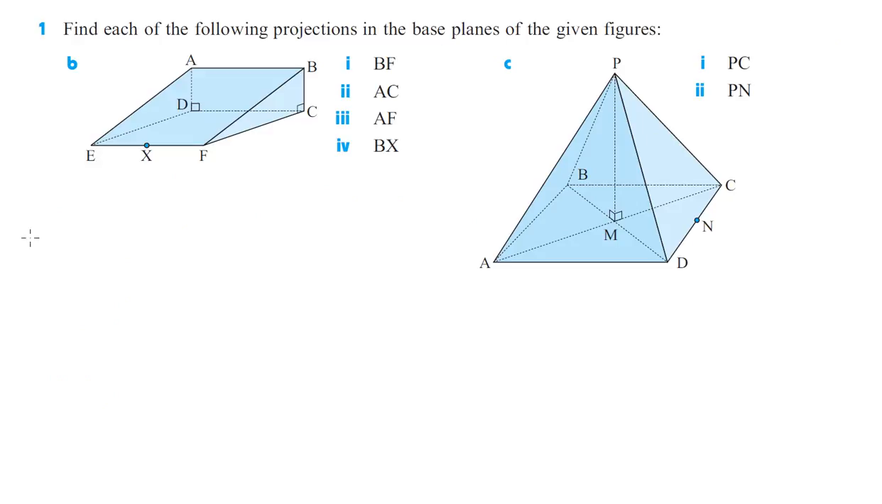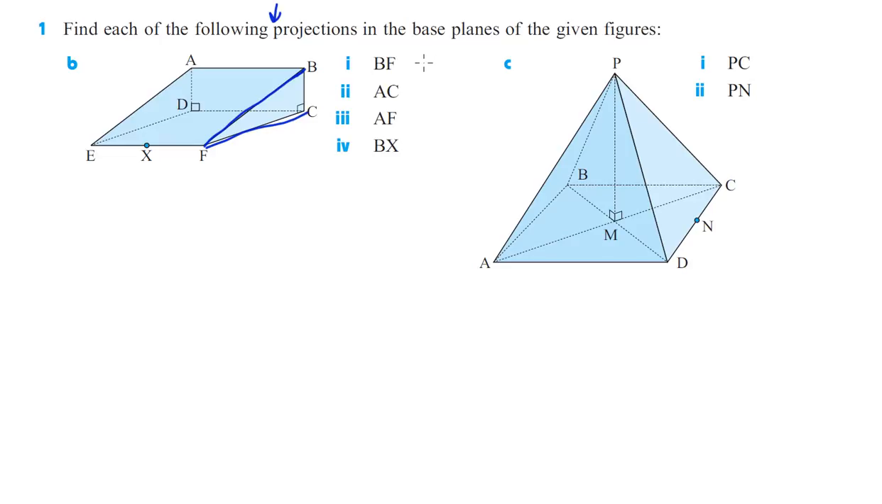All right, we got number 1. Find each of the following projections in the base planes of the given figures. So projection basically means, think of it as the shadow. So if there's a light shining directly down on top of this here, what's the shadow going to be? So for BF, if we draw this BF here, that's this line right here, and if you were to shine a light directly down like this, this side BF here is going to cast the shadow, which is FC.